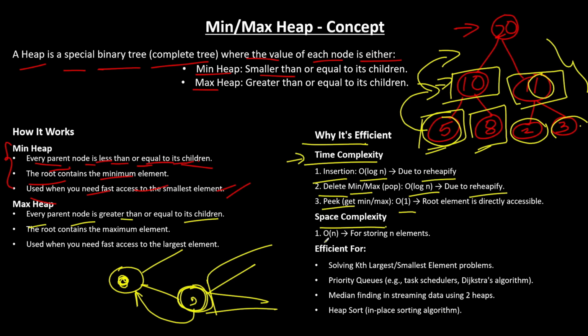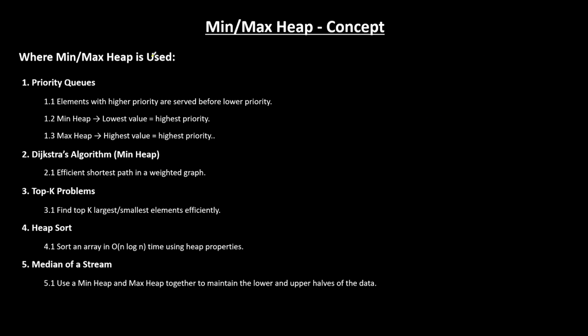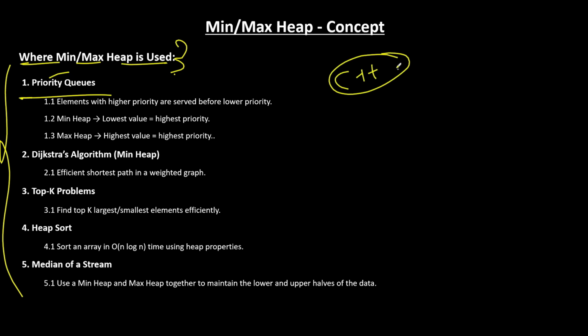Space complexity comes out to be O(n) if we store the elements, otherwise O(1). Now, this is mostly efficient for solving kth largest and smallest element problems, priority queue problems, median finding problems, and heap sort kind of problems, fine? Where min max heap is used, okay? I've written some questions here, or you could say examples, of things where you could use this particular topic.